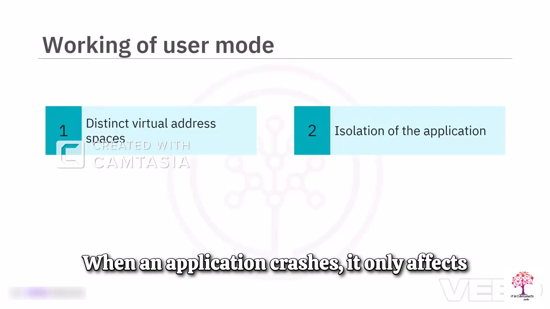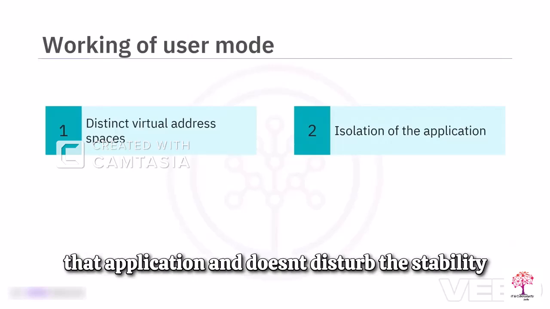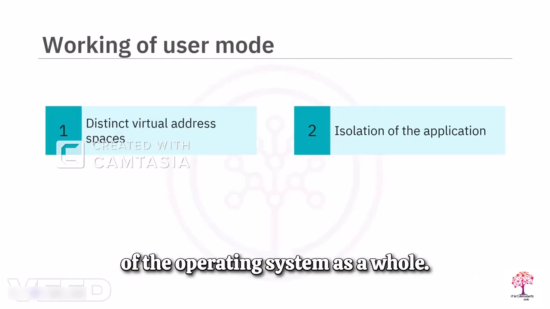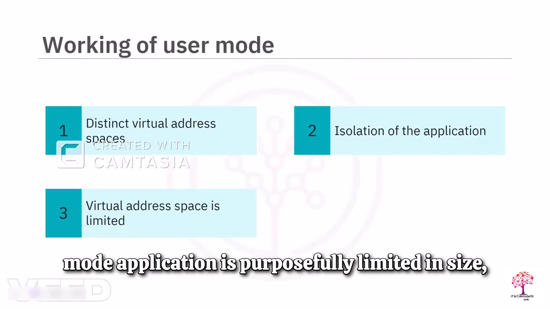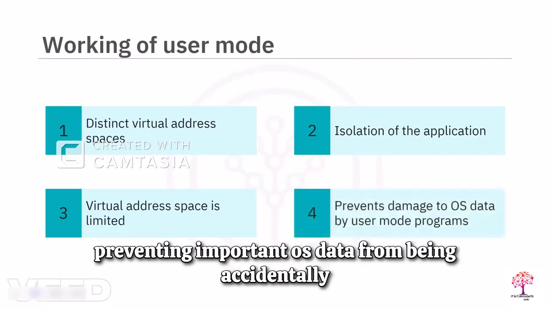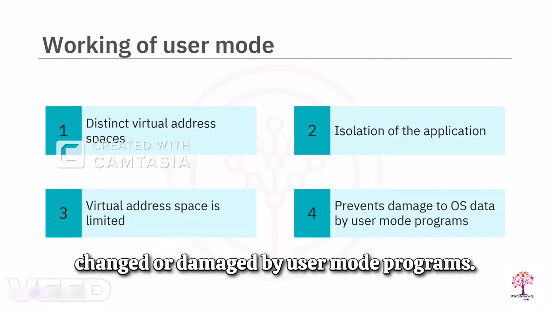When an application crashes, it only affects that application and doesn't disturb the stability of the operating system as a whole. The virtual address space of a user mode application is purposefully limited in size, preventing important OS data from being accidentally changed or damaged by user mode programs.